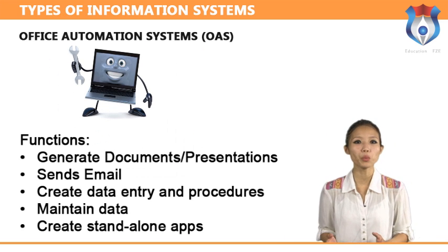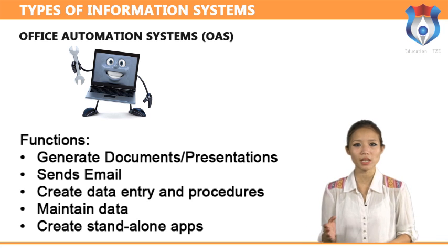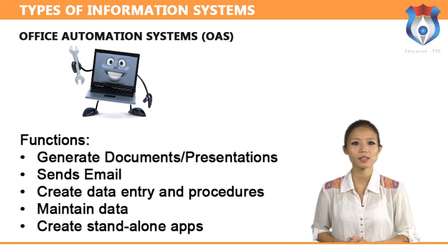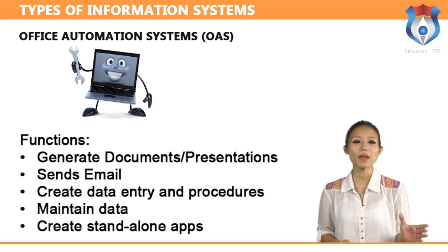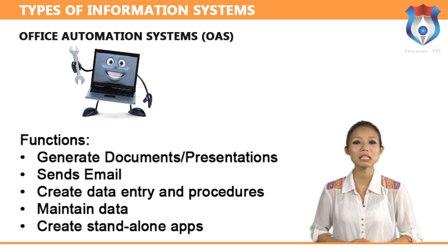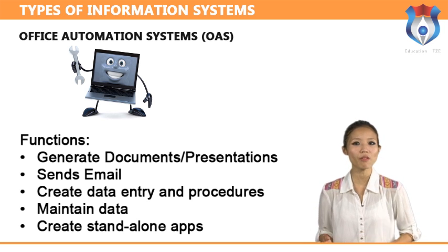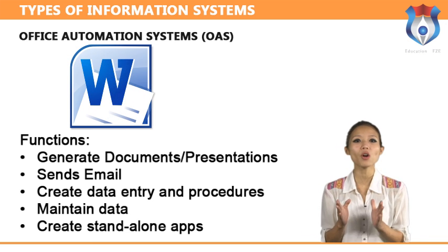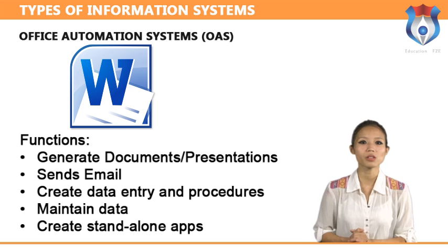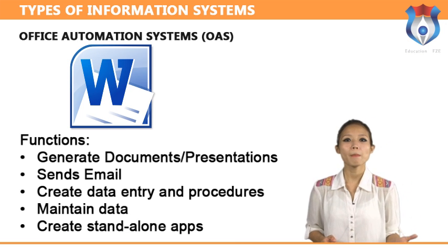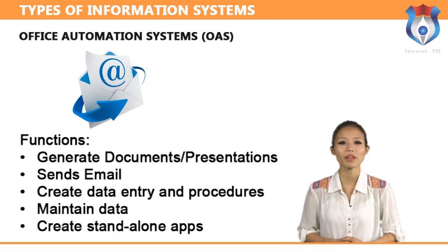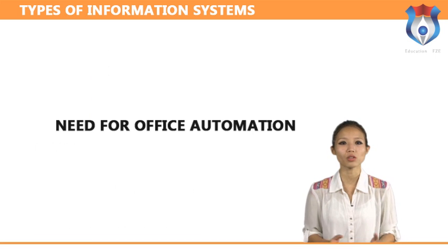Let's discuss some functions of OAS. Generate Microsoft Word documents or business forms from data stored in other applications such as Microsoft Access. Generate presentations from external data. Automatically send emails to customers in Microsoft Outlook. Create custom data entry mechanisms for Microsoft Office documents. Create custom procedures for CAD programs. Maintain and organize data stored in Microsoft Excel or Microsoft Access. Create standalone executables.